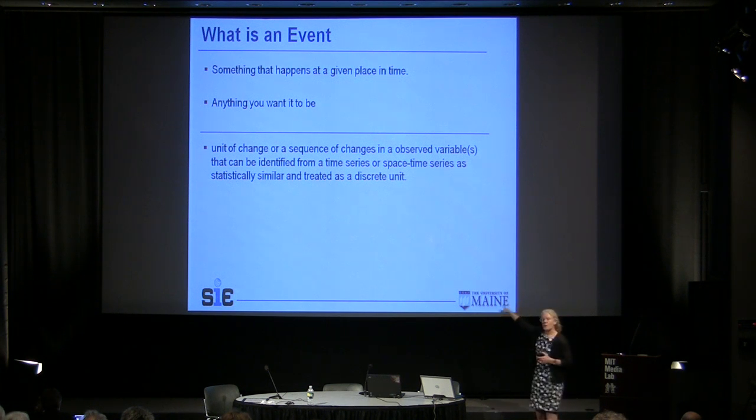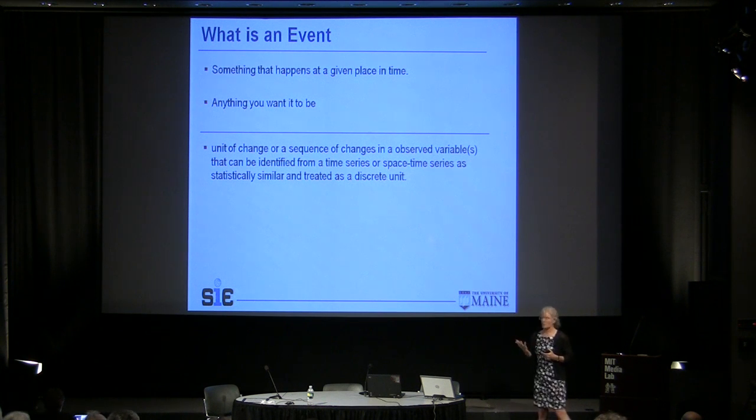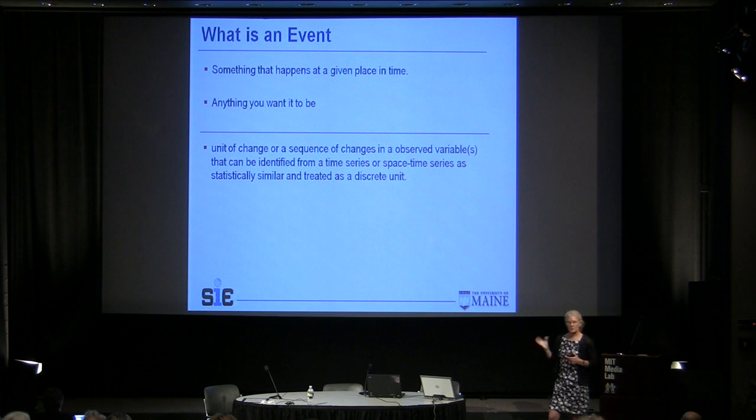So what we're saying in a more formal way is that an event is a unit of change, or a sequence of changes that we observe from the variables of our sensor network. And we can identify it as some statistically similar pattern, and then we can apply a label to it as a discrete unit.